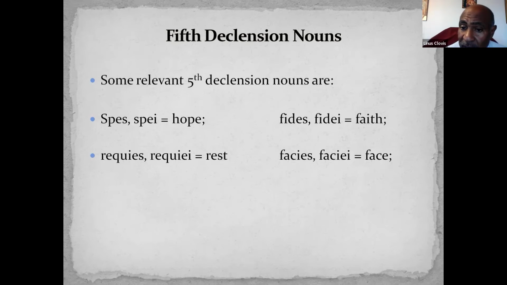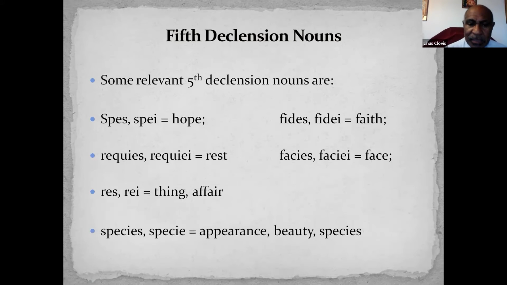Facies, faciei, face. Of course, you get facial and other stuff from that. Res and rei, which is a thing and a matter. And res rei is the most abused word perhaps in Latin, because it means all kinds of things. You know, if you look in a dictionary, there are hundreds of things it can mean. And species, speciei, that is appearance, beauty, species. You get special, you know.